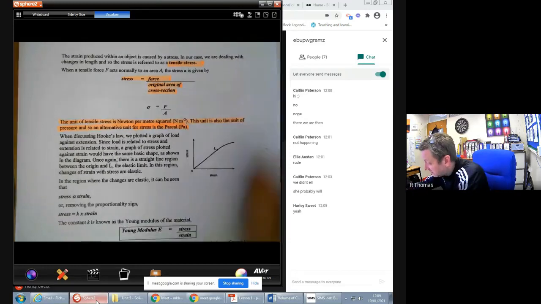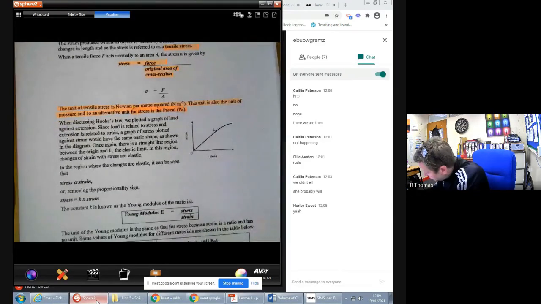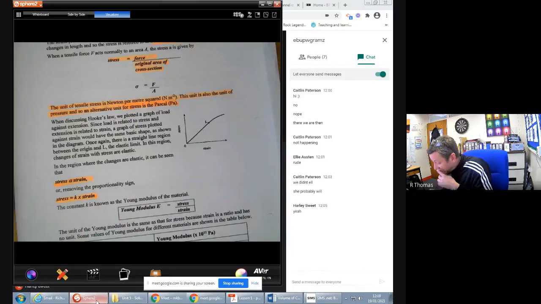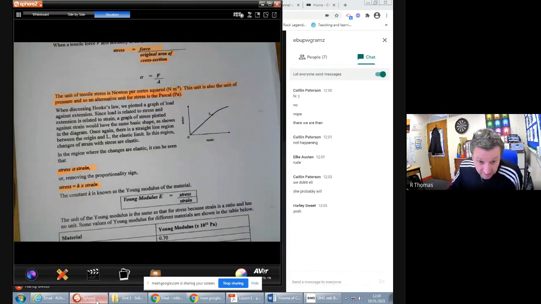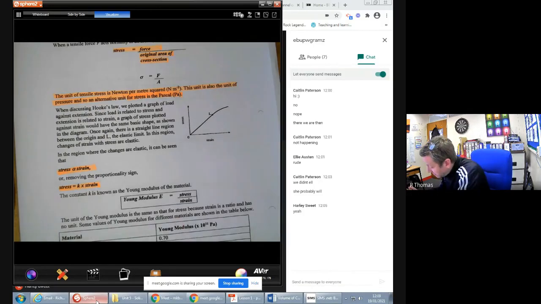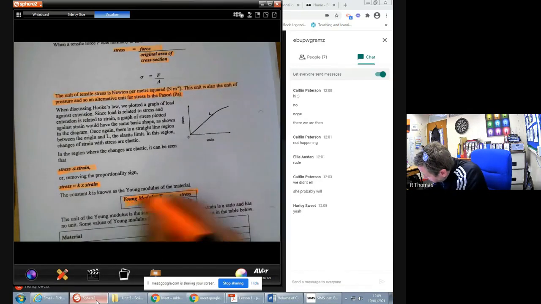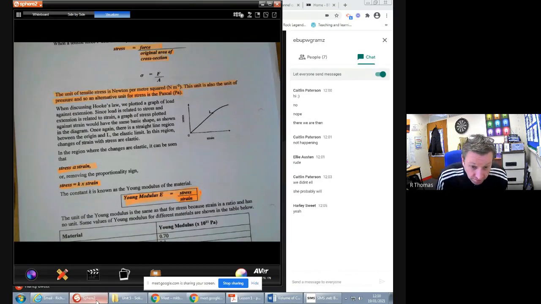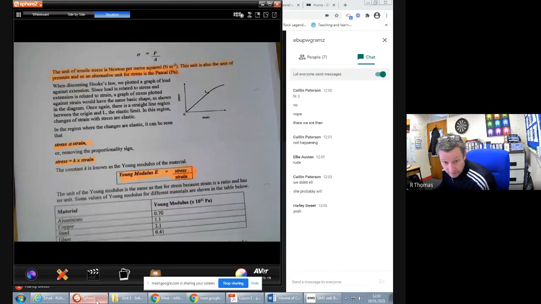It's quite easily discovered that for all materials, stress is proportional to strain. If we swap that proportionality symbol for an equals k, a bit of basic mathematics, we get stress equals some constant times the strain, and that constant is what we call the Young's modulus. It's denoted with the capital E, and the Young's modulus for a material is the stress divided by the strain. That's key. You're going to have a big question on this on your exam, guaranteed.